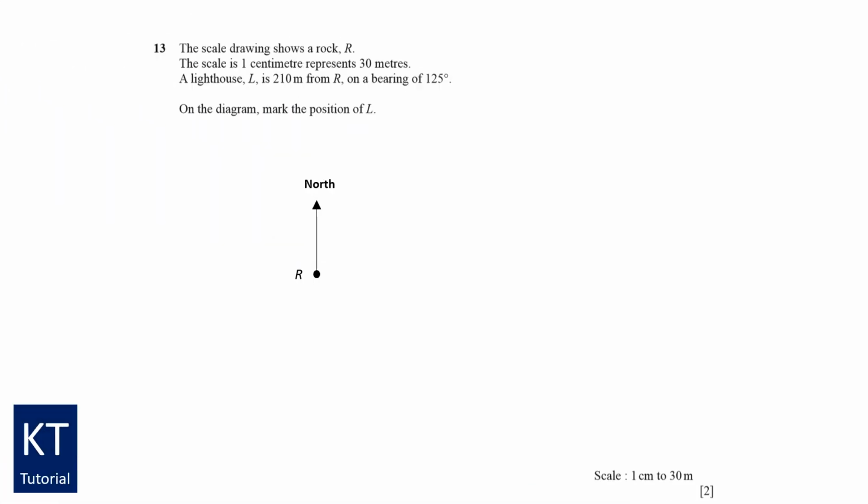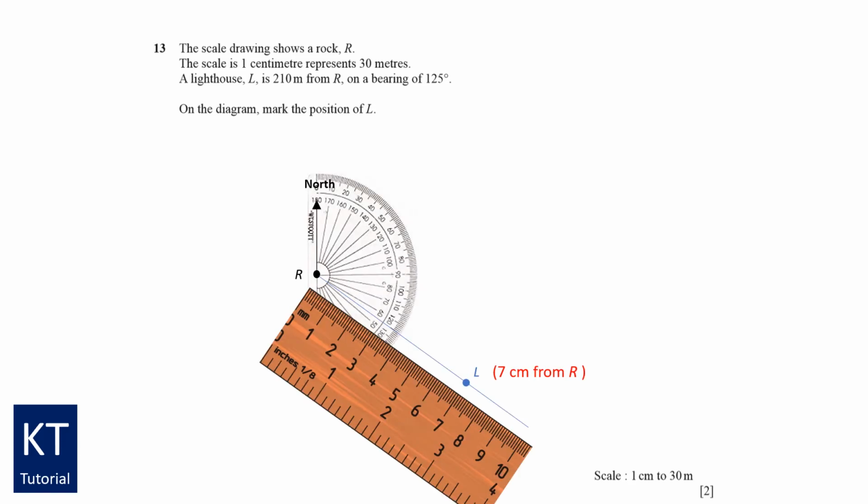Question 13. The scale drawing shows a rock R. The scale is 1 centimeter representing 30 meters. A lighthouse L is 210 meters from R on a bearing of 125 degrees. On the diagram, mark the position of L. This is a pictorial representation of what is required.